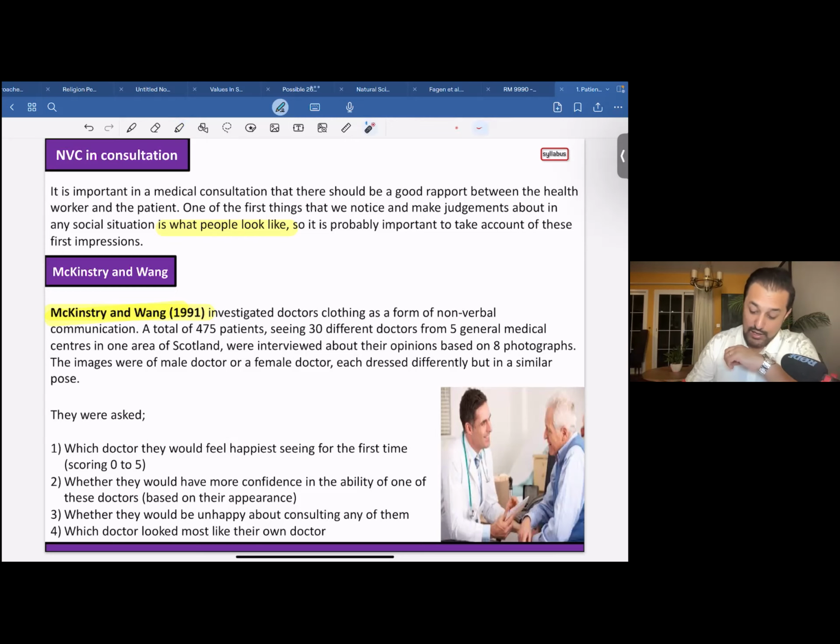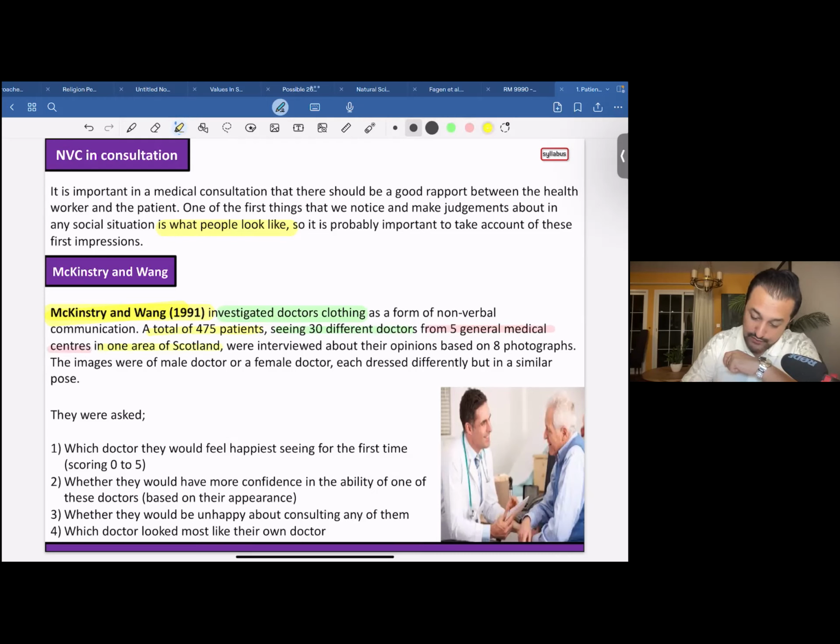Now, McKinlay and Wang investigated doctors' clothing, or their attire, as a form of nonverbal communication. A total of 475 patients seeing 30 different doctors from 5 general medical centers in one area of Scotland.